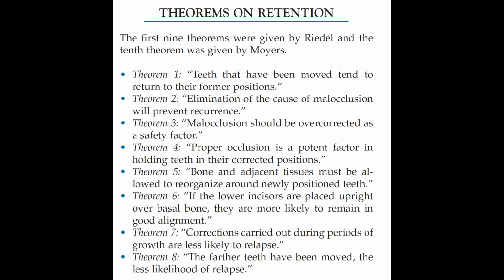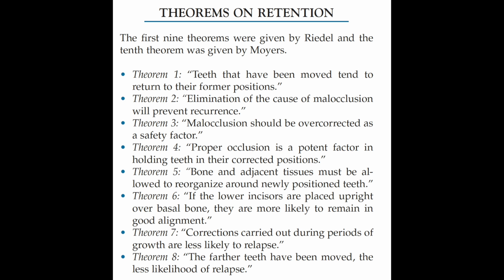Theorem 4, proper occlusion is a potent factor in holding teeth in their corrected positions. Theorem 5, bone and adjacent tissues must be allowed to reorganize around newly positioned teeth. Theorem 6, I guess this was asked in exam, if the lower incisors are placed upright over basal bone, they are more likely to remain in good alignment. Theorem 7, corrections carried out during periods of growth are less likely to relapse.